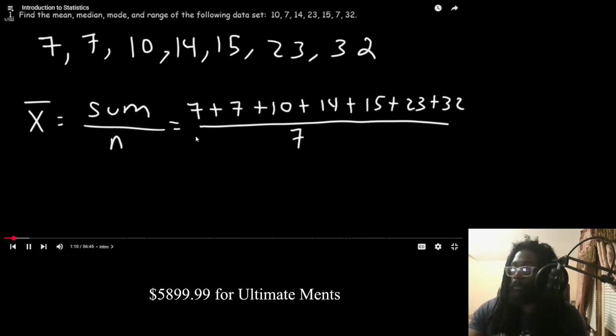Hold on. So it's one, two, three, four, five, six, seven. So what is he finding the median on this? It's coming back, I remember.